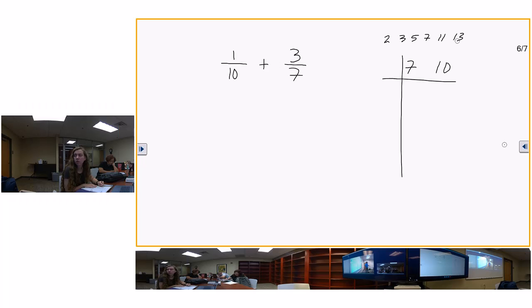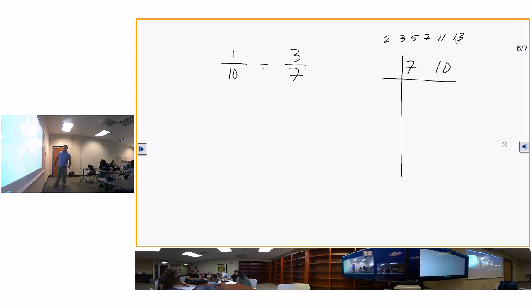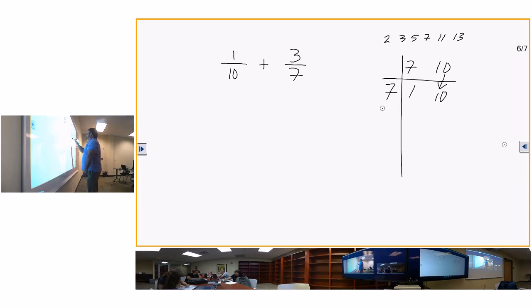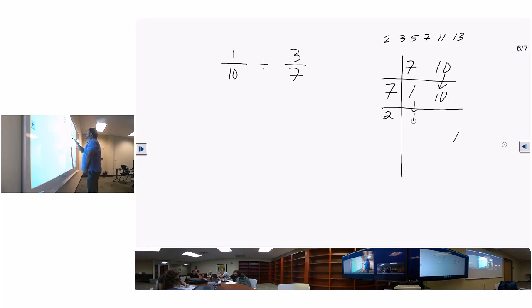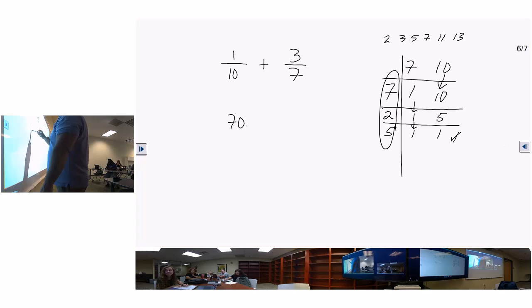Well, I'm going to tell you what some students think after we do this, but I'm going to tell you what happens. So what number are you going to pick from the get-go? 7. That's going to give you a 1 and a 10. And then a 2. That comes down, and you get a 5. And then a 5, that comes down, and then you got a 1. You got your 70 is your common denominator.